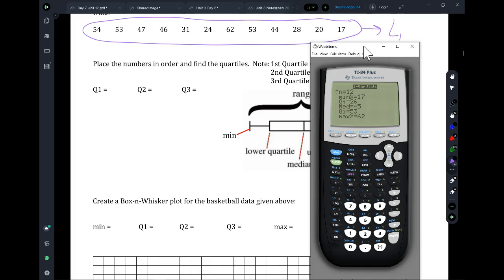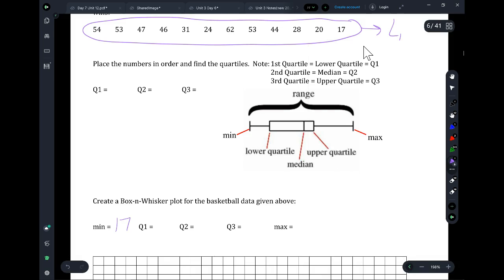So if you can make a list right here and fill in the blanks, our minimum is 17, Q1 is 26, Q2 is 45, Q3 is 53, and our maximum is 62. Those 5 critical points that we call our 5-number summary or central tendencies are, when I go to graph, I make these little toothpick lines. I call them toothpicks. They're vertical lines that represent those 5 numbers.